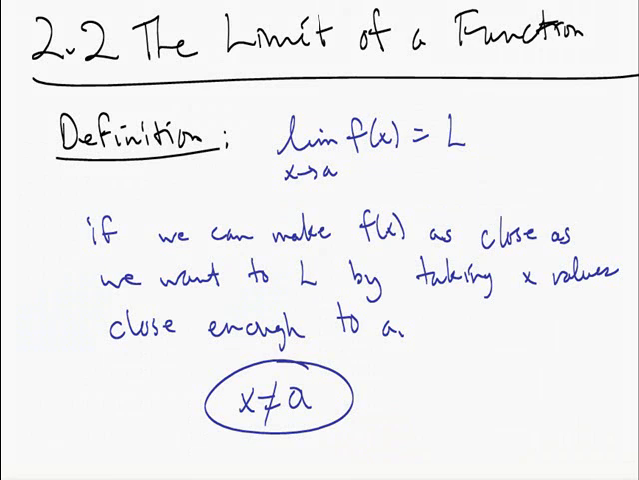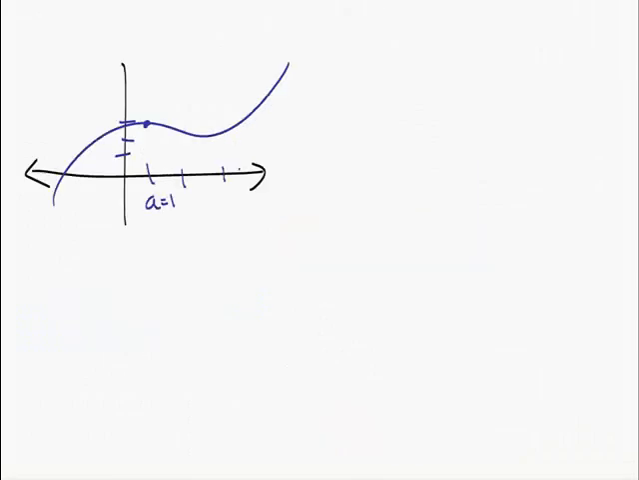To illustrate this, let's look at some graphs. For example, let's say we're looking at this graph of a function y equals f of x. And let's suppose that our a value is 1 here, and we want to find the limit as x approaches that a value of 1 of our function f of x. Well, we're going to consider values of x as we approach a and get close to it from either side. And what happens to our function value?